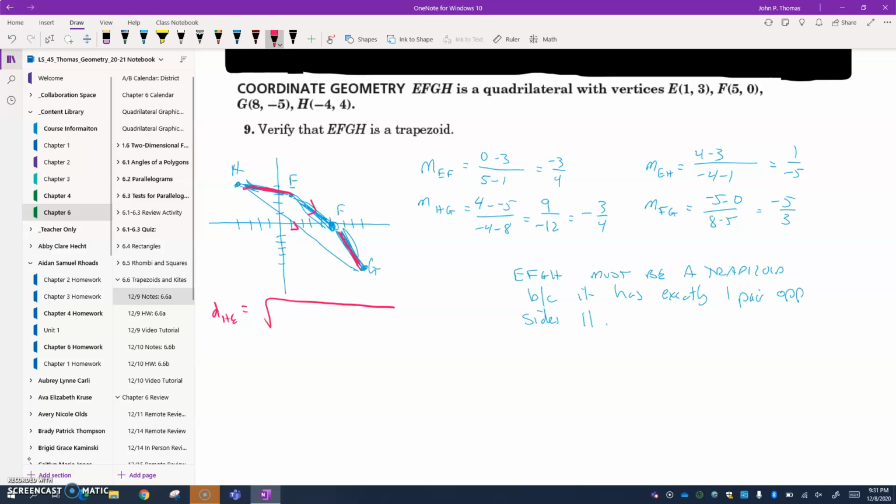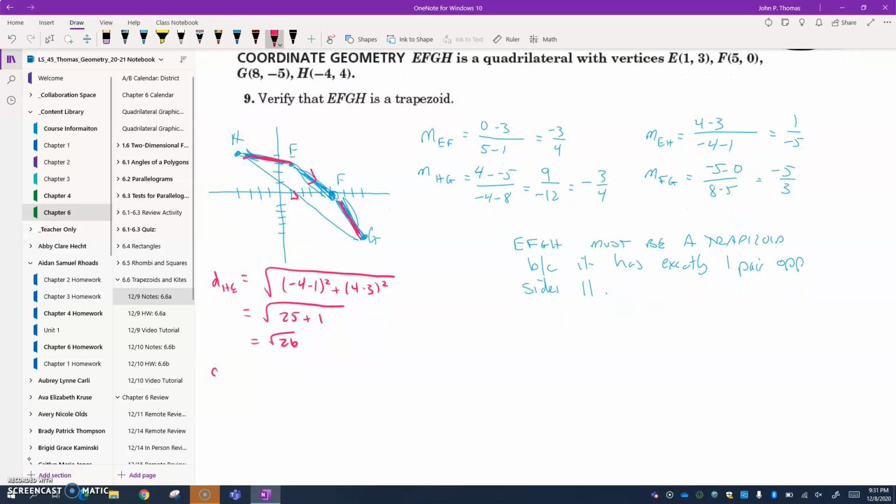right, H and E, the last and the first, so I've got negative 4 minus 1 squared plus 4 minus 3 squared, which gives me 25 plus 1, or root 26. All right, so that's HE. So now I'm going to go in and do D of FG, because I want to find that distance.